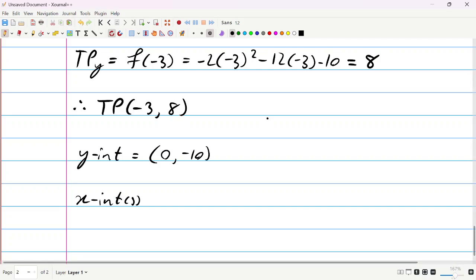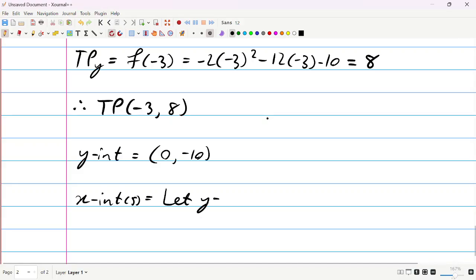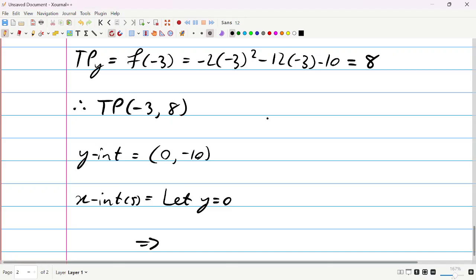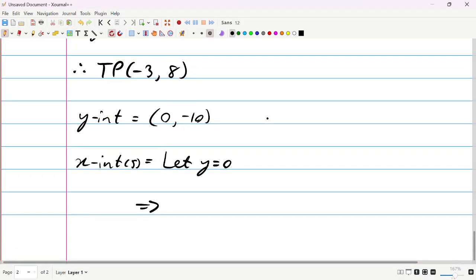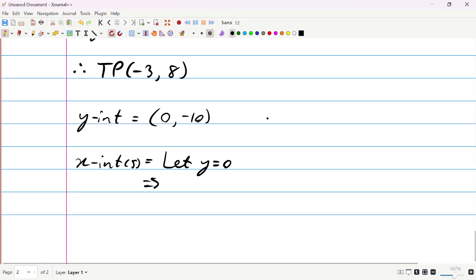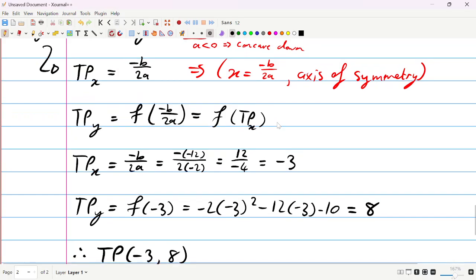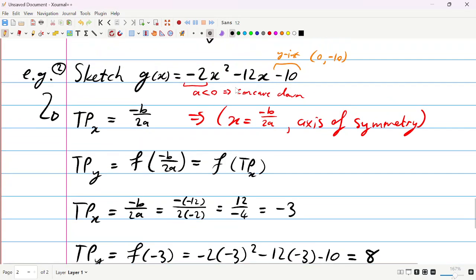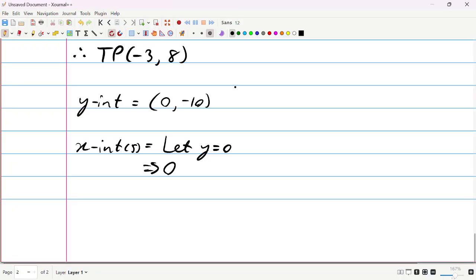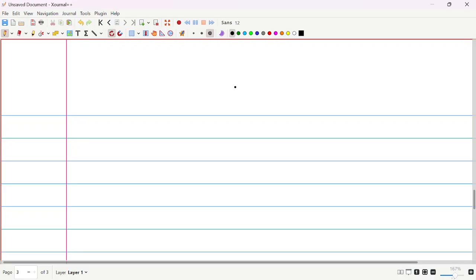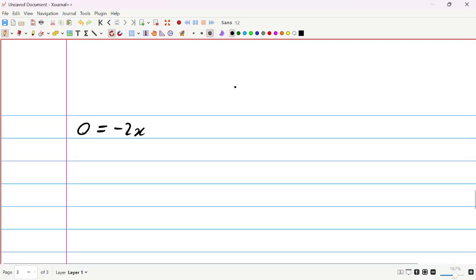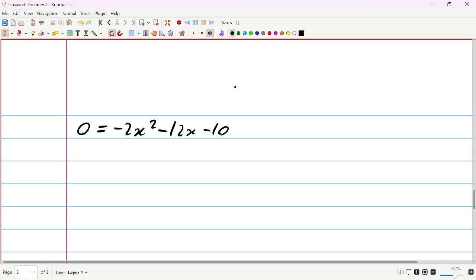So the x-intercept or intercepts is going to be where we let y be equal to 0. I'm going to rather do it just underneath for space. So when we let y equal to 0, we're essentially letting the whole quadratic be equal to 0. I'm going to do this on another page. We are going to be letting 0 be equal to negative 2x squared minus 12x minus 10. Okay? And we just need to solve for x.